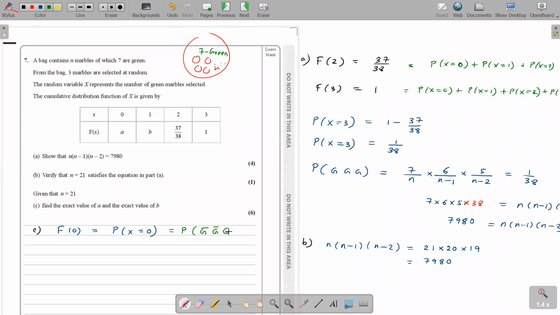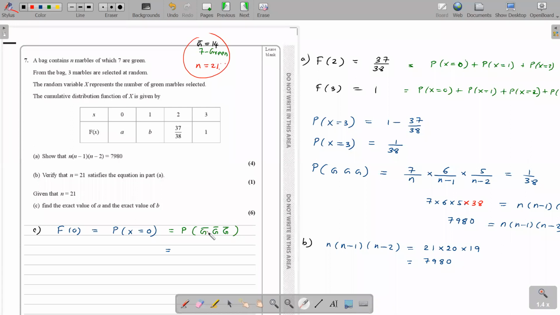Shall I put G dash? G dash means all three are not green. So can't you find this probability, all three are not green? What's the problem? Now we know there are 21 marbles in this bag. So if there are 21 marbles inside the bag, the n value is 21. Then how many are not green? If 7 are green, how many are not green? There are G dash, there are 14 not green ones.